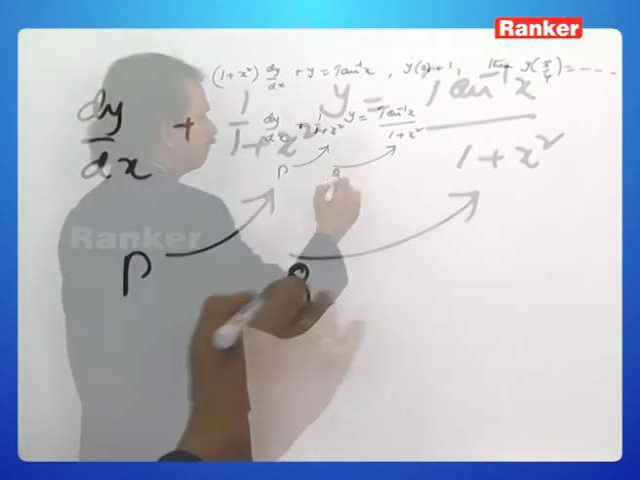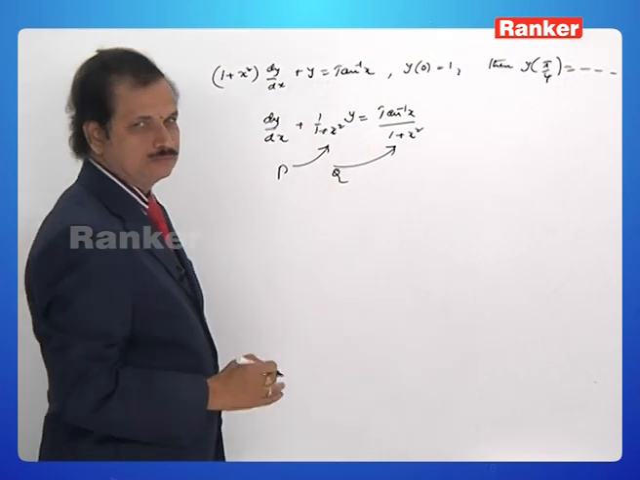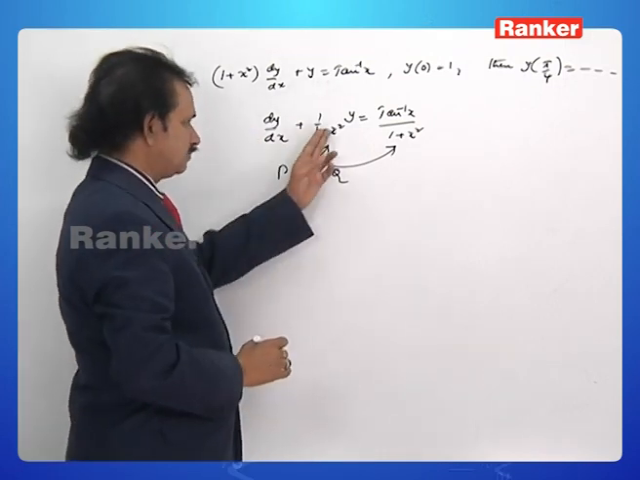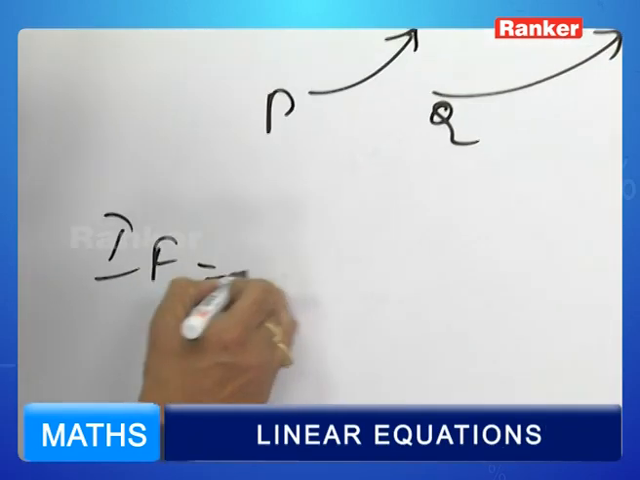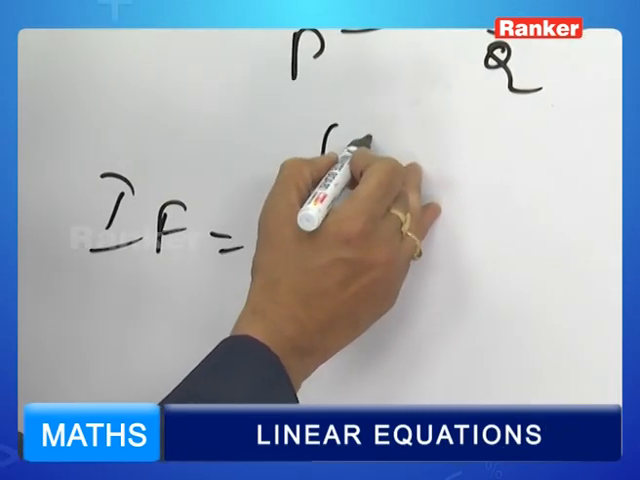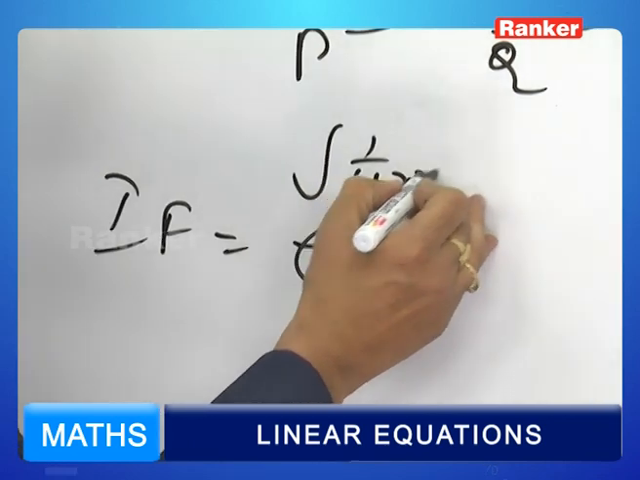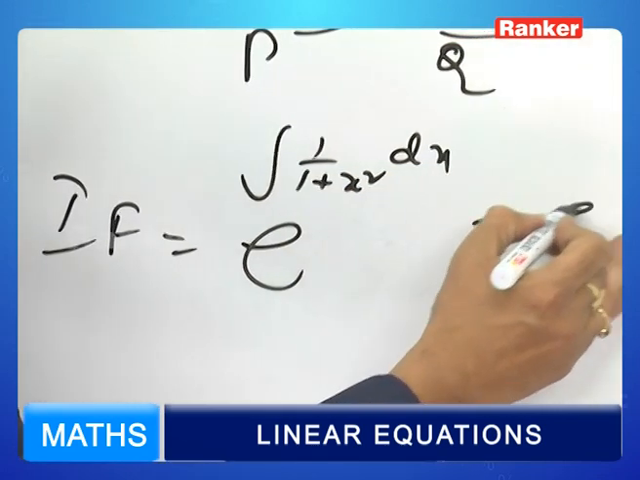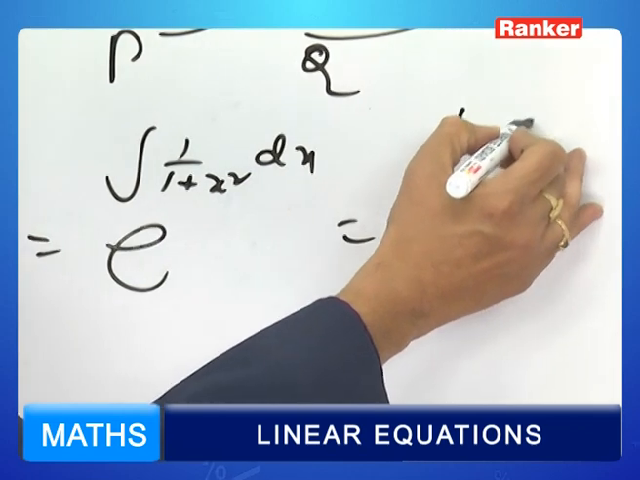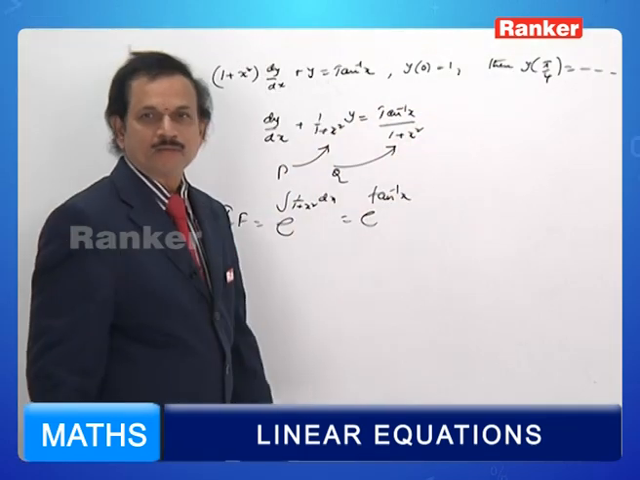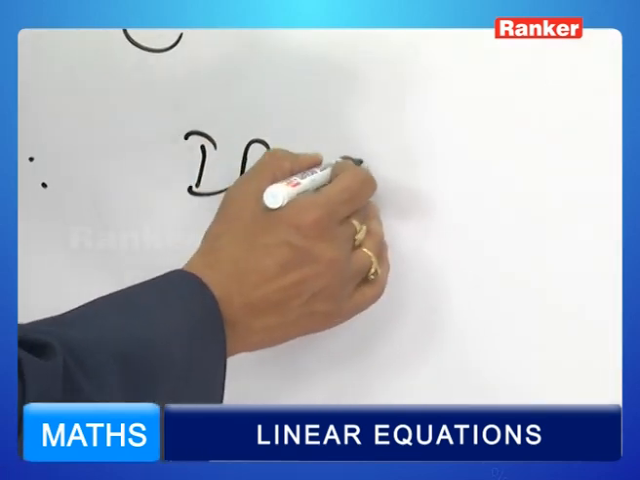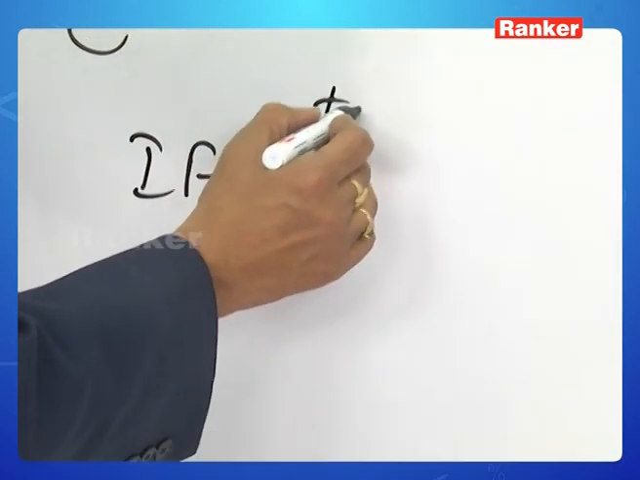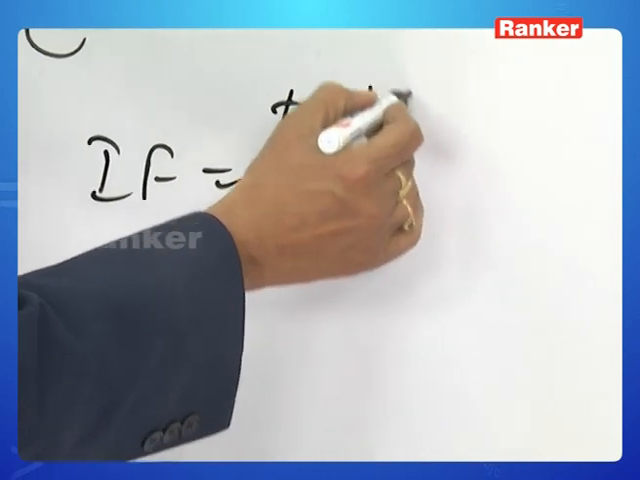This is q. Absolutely linear in y. dy by dx plus py is equal to q. Hence, the very first step is the integrating factor, IF. What is IF? e power integral p dx, that is 1 by 1 plus x square dx, is just nothing but e power tan inverse x. Therefore, the yield of the first step is e power tan inverse x.